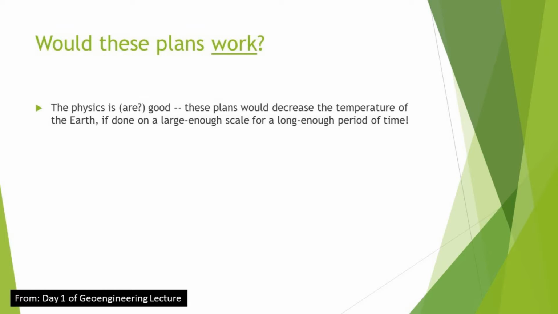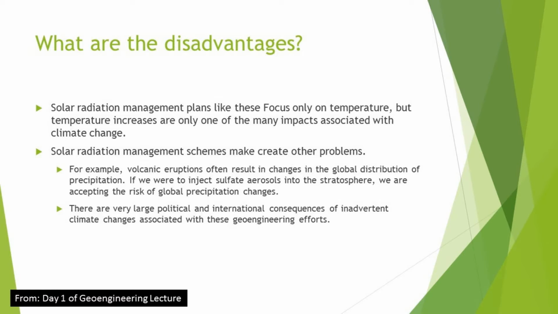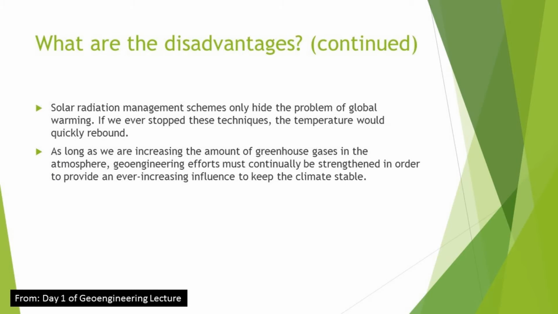And, well, the physics are good. I mean, we can certainly control the global mean temperature doing this. As we're going to see later, that doesn't necessarily mean we're getting back to a pre-industrial climate. There's lots of disadvantages to these plans, though. They're expensive. They have unintended consequences in terms of things like acid rain and so on. They're only focusing on the temperature, not other aspects of climate change.